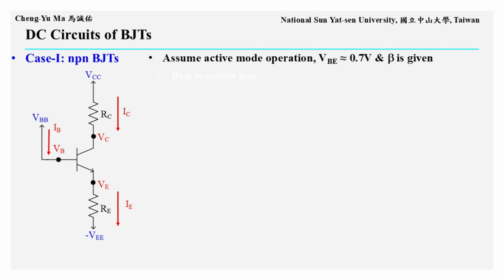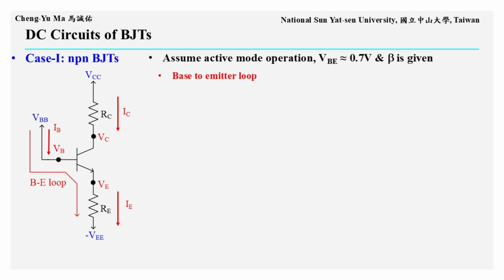Since most BJT circuits are designed to operate in active mode, we usually start DC analysis by assuming active mode operation. Under this assumption, VBE is approximately 0.7 volts, and the active mode beta value is known. In BJT circuit analysis, the most important starting point is the current path from the base terminal to the emitter terminal. In this circuit, that means the path from the VBB bias node to the negative VEE bias node.